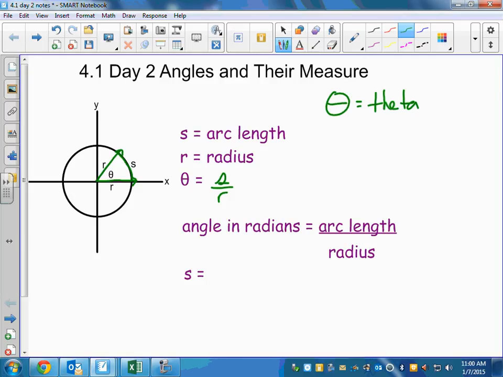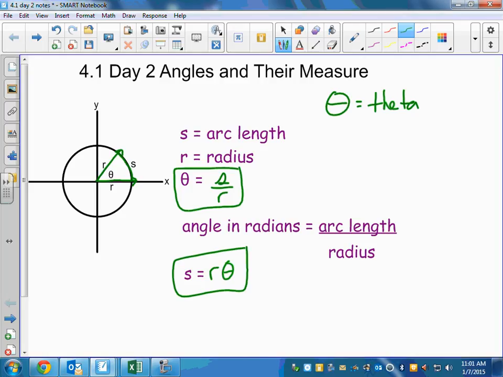If I want to solve this equation for S, what would my equation be here? S equals theta over R. Theta times R. I'm going to say R times theta, but yeah. So these are the exact same equation, just solved for a different letter, right? So at some point when we have a test, you'll need to know that formula. So part of your homework today is just finding arc length.